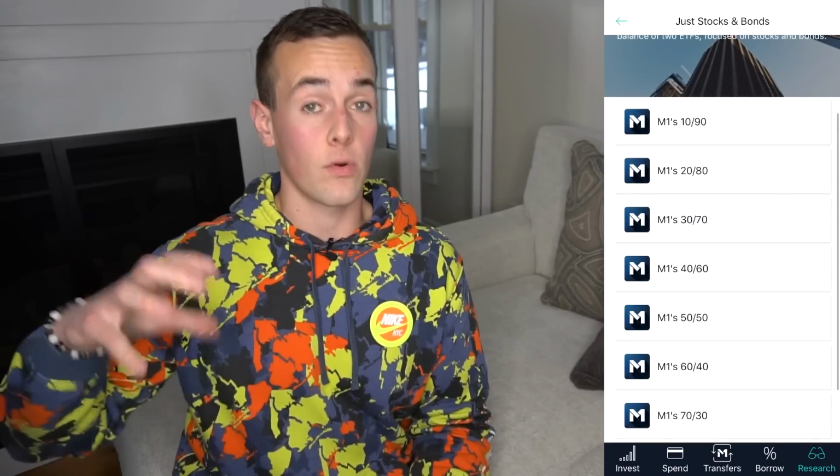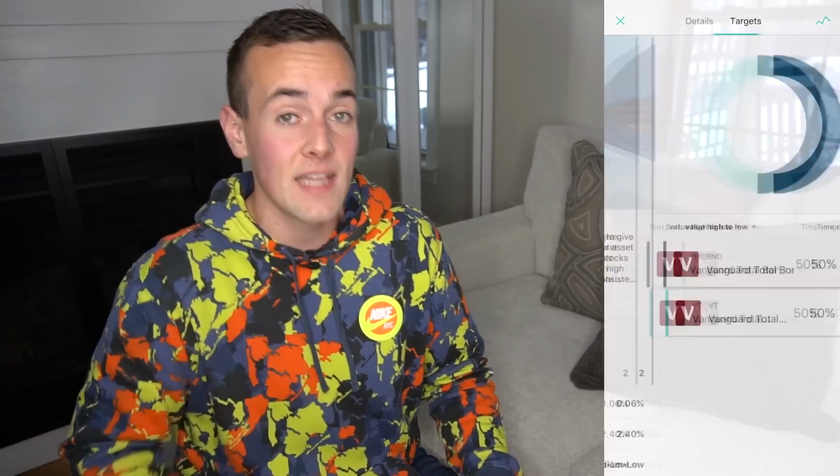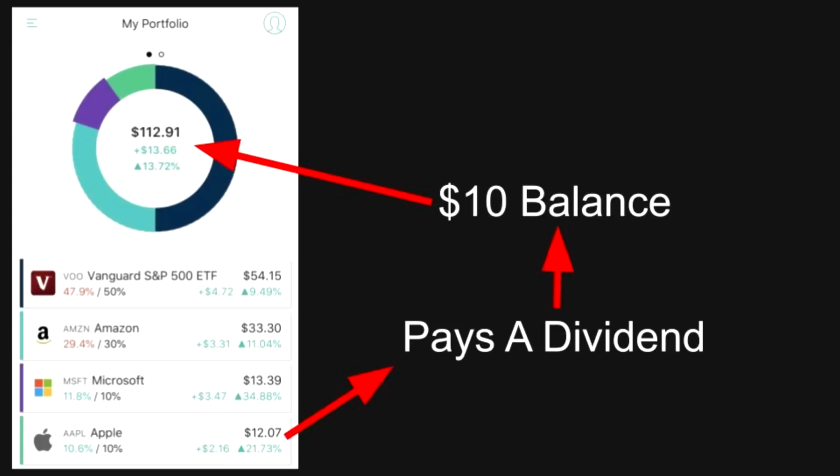Beyond that, there's a couple more features that are pretty handy as well. They offer portfolio level dividend reinvestment, which essentially means that when your portfolio earns a dividend, if that dividend exceeds $10 or pushes your cash balance above $10, it's going to be invested across your entire portfolio.